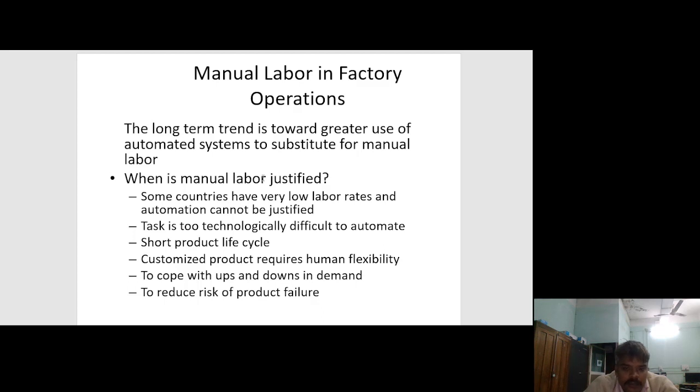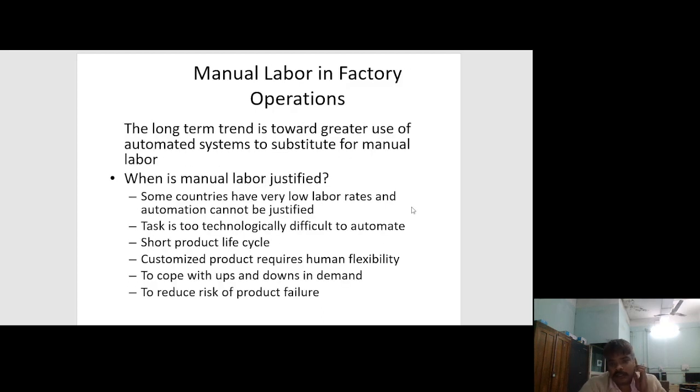Some countries have very low labor rates and automation cannot be justified. The task may be too technologically difficult to automate. Short product life cycles and customized products require human flexibility to cope with ups and downs in demand and to reduce the risk of product failure. These are some reasons why manual labor is justified.